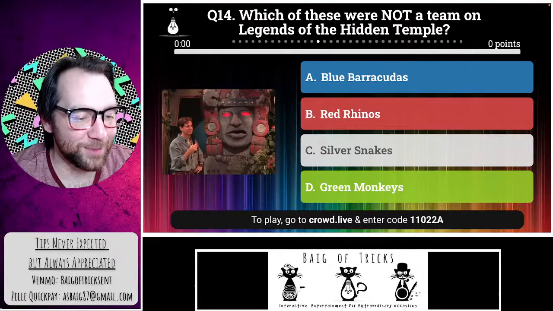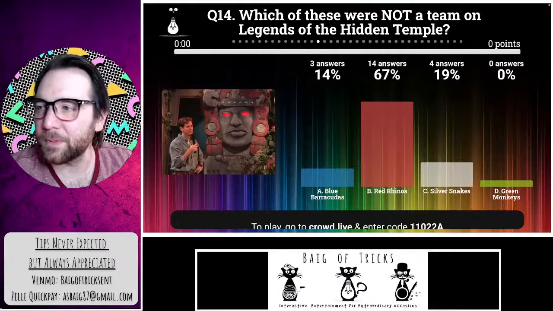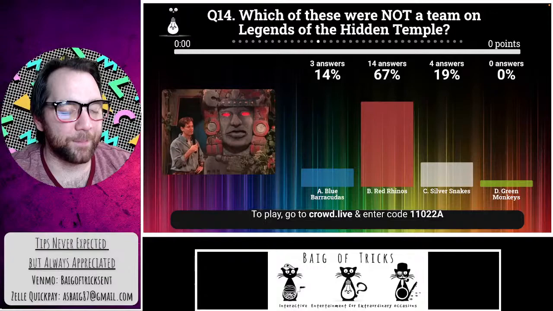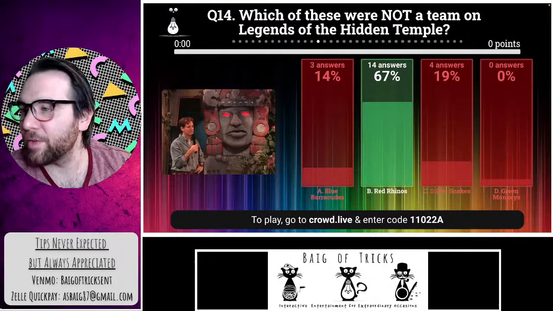3 people said the Blue Barracudas. 4 people said the Silver Snakes. Nobody said the Green Monkeys. Everybody remembers them. 14 people said the Red Rhinos weren't a real team. I'm sure there's a Red Rhino somewhere. But that is the correct answer. The Red Rhinos were not. Not all of the teams had alliterative names. Good job. Question number 15.